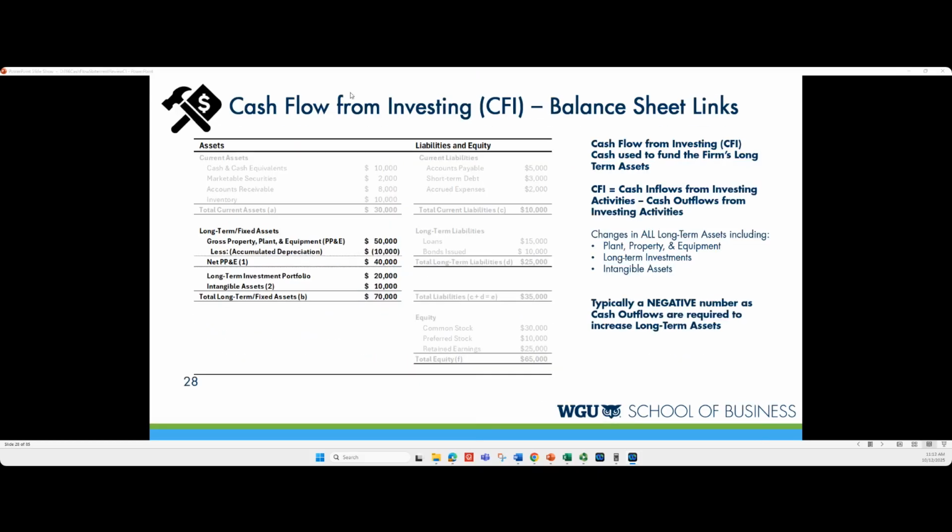So when we're looking at the balance sheet, our cash flow from investing is only concerned with our long-term and fixed assets. And typically, this total is going to be a negative number. It's typically going to represent cash outflows from acquiring long-term assets.